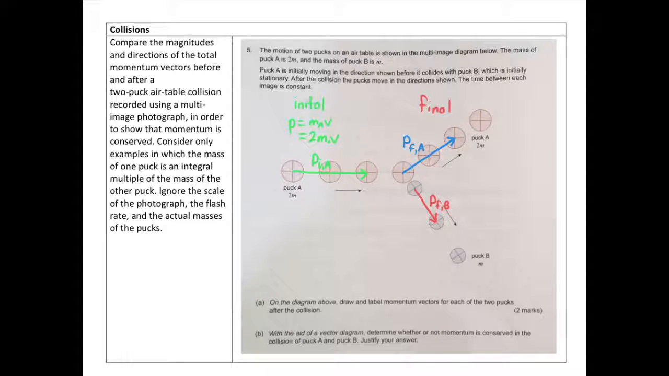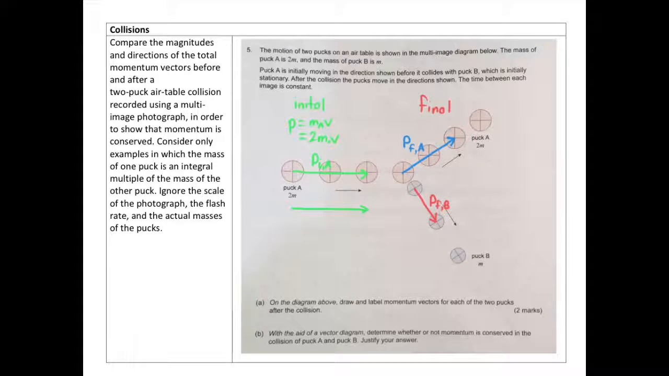Now, what about conservation of momentum? Firstly, we've done part A. On the diagram above, draw and label momentum vectors for each of the 2 pucks after the collision. So puck A final, puck B final after. We've done that. The next part says, with the aid of a vector diagram, determine whether or not momentum is conserved in the collision of puck A and puck B. Justify your answer. So to work out, well, the total initial momentum is just equal to the momentum of puck A. So the initial momentum of puck A.